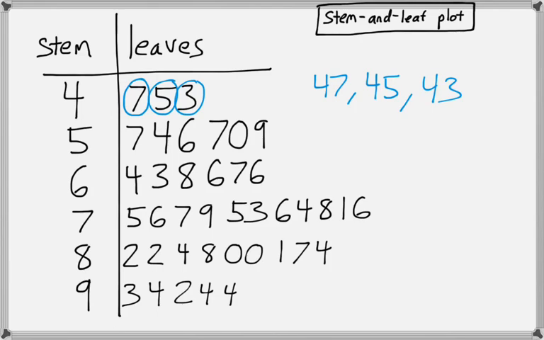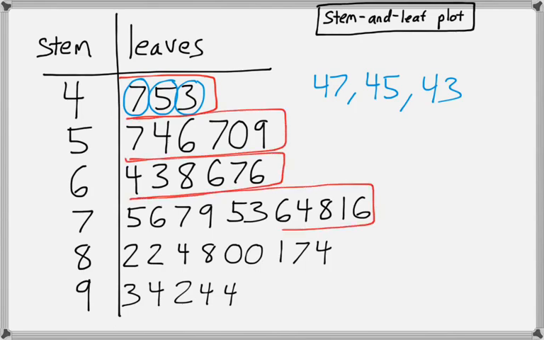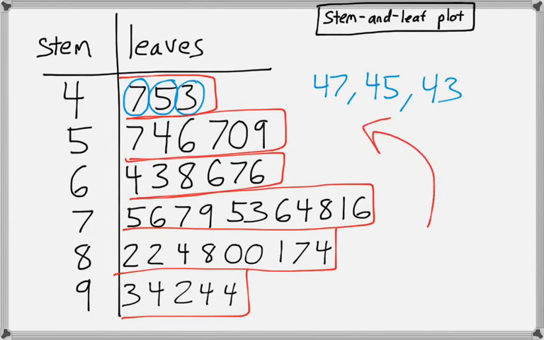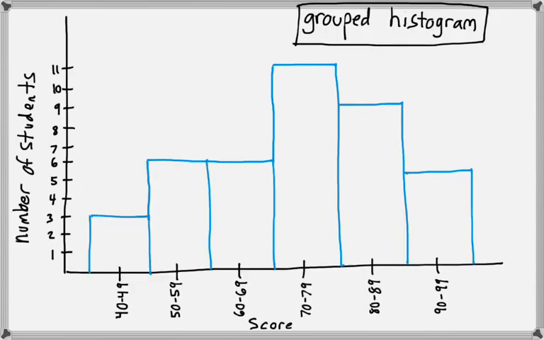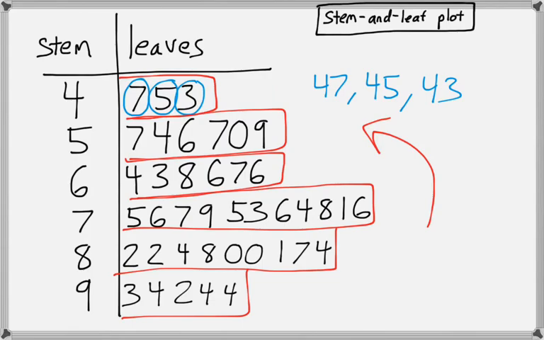One more interesting thing about the stem and leaf plot is that if you were to draw bars in the leaves column and then rotate the graph 90 degrees, it would actually look exactly like our grouped histogram. So that's kind of interesting.